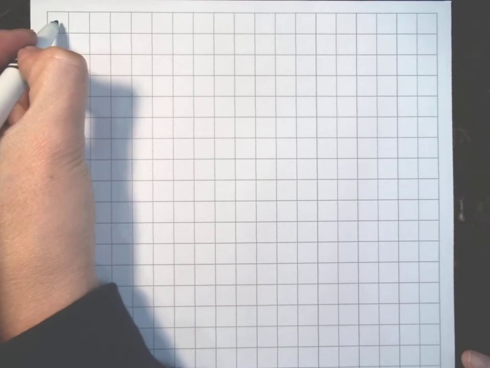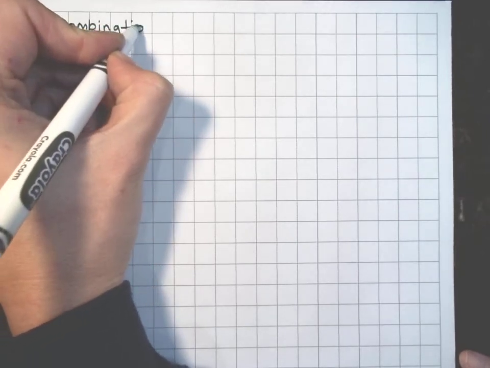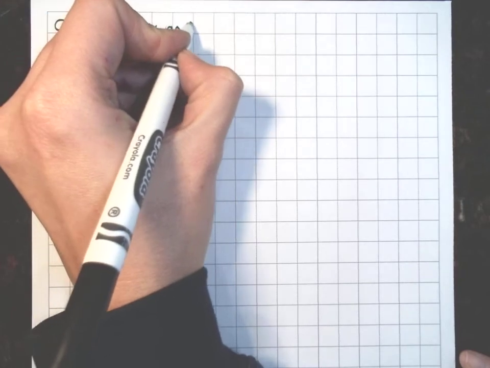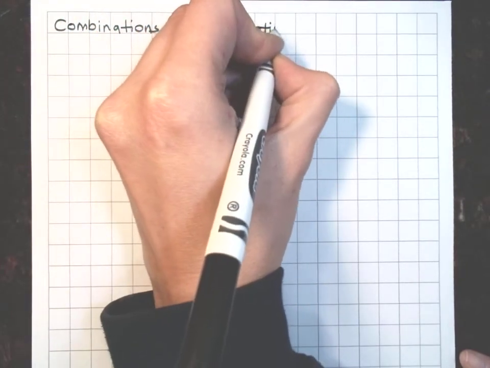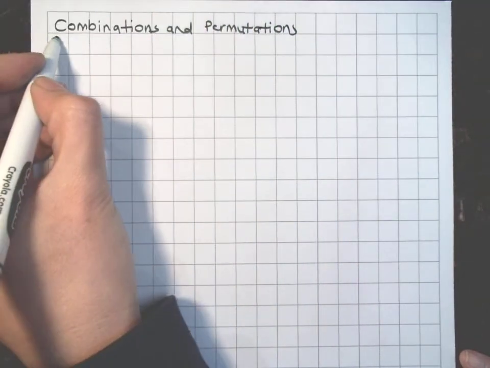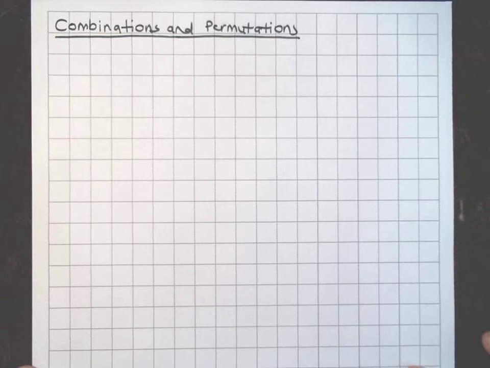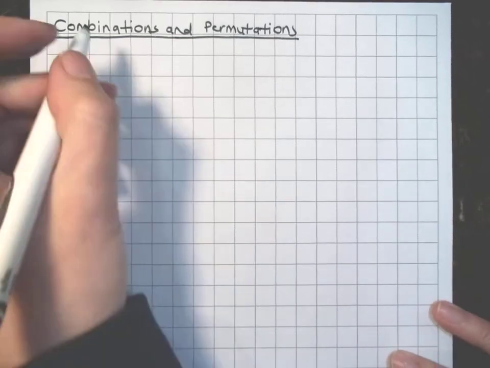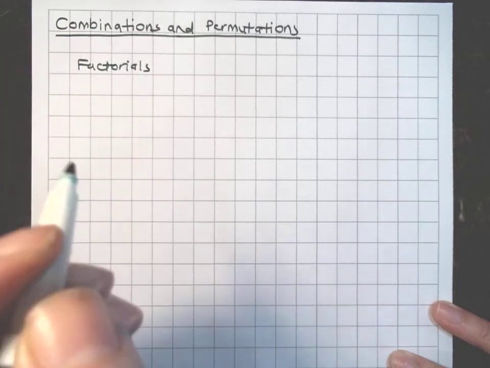Hi, so today we are going to be talking about probability, and we're going to start off with combinations and permutations. So before we get into combinations and permutations, we use what are called factorials. So I just want to go over what factorials are.